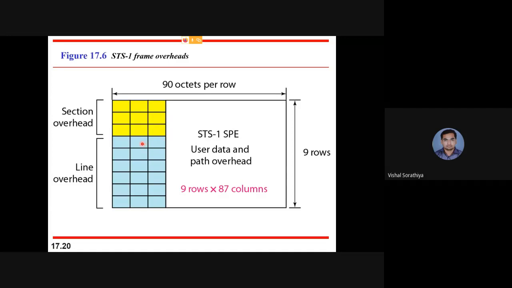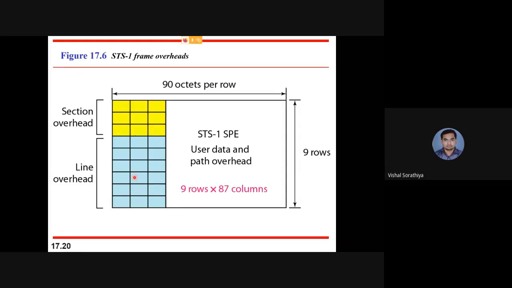So I can say that out of the 90 bytes, or we can say 90 octets, the first three columns are specified for the section and line overhead. Out of that, the first three rows are applied for the section, and the remaining six rows are applied for the line. And you all know what a section is, what a line is, and what photonics is. Okay, so there are different things here.